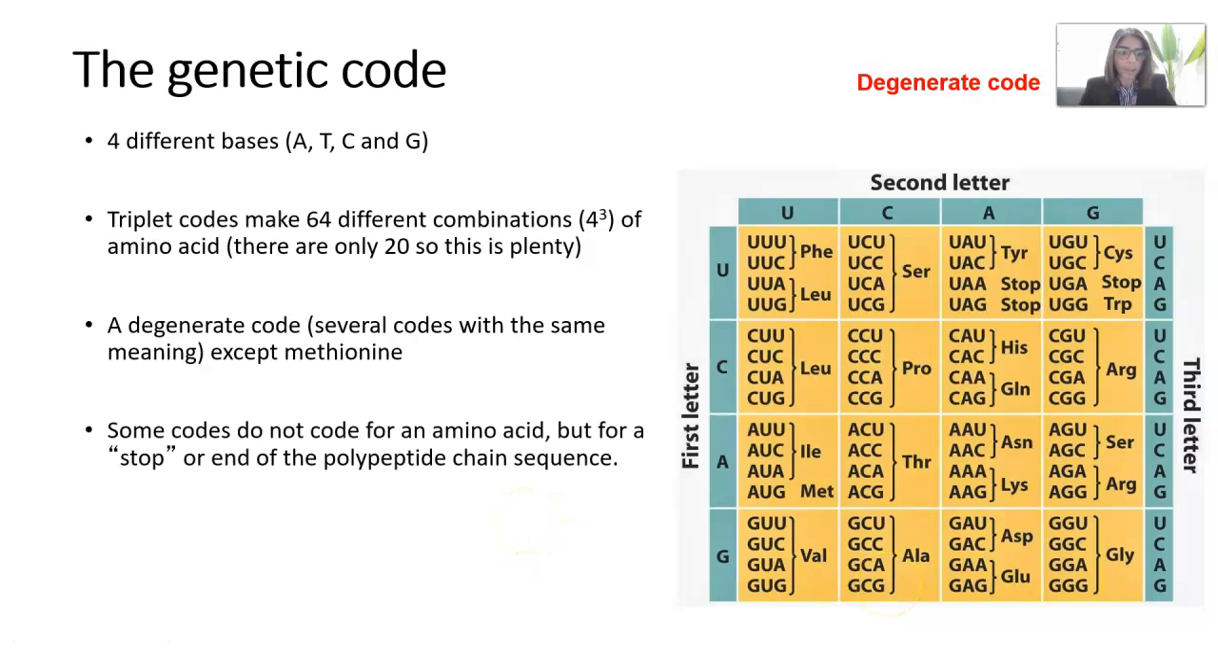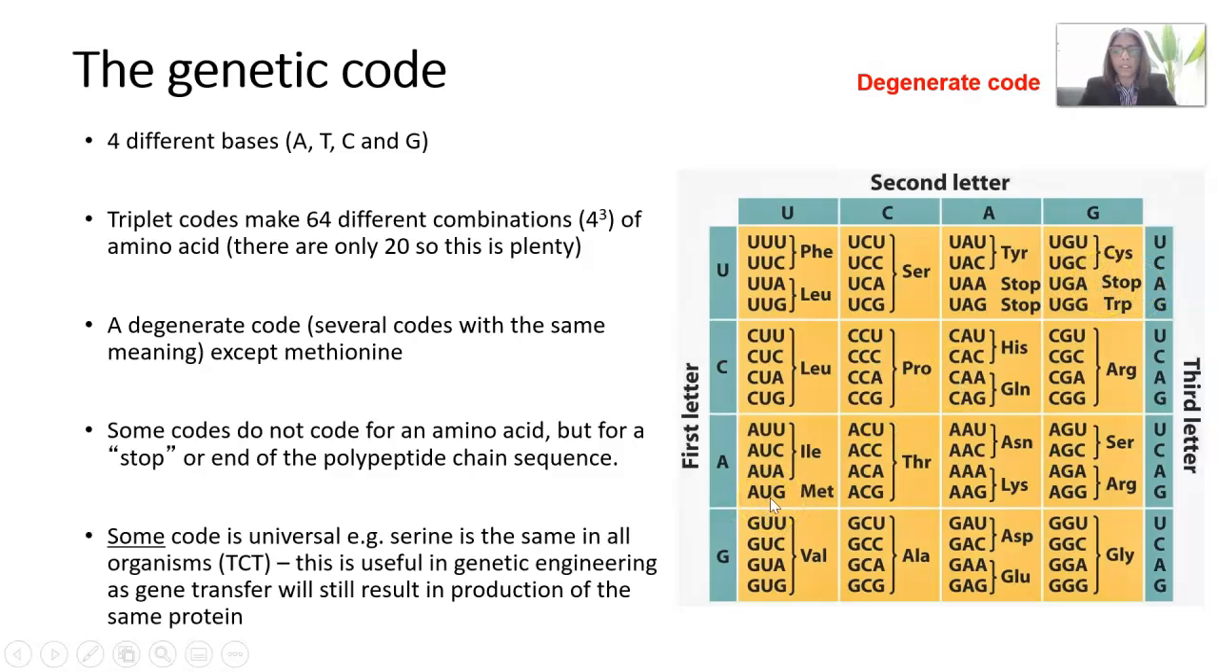Now, there are some exceptions to this rule. So we have methionine, as you see here, AUG. There's only one of that, and that is a start sequence, and you also have a stop sequence. So for example, up here you have UGA, which is our stop sequence. Now, some of the genetic code is universal in all organisms, and this can be really handy when we start looking at genetic engineering and gene transfer. You'll learn more about that in year 12.